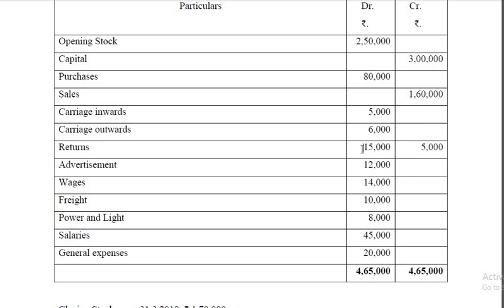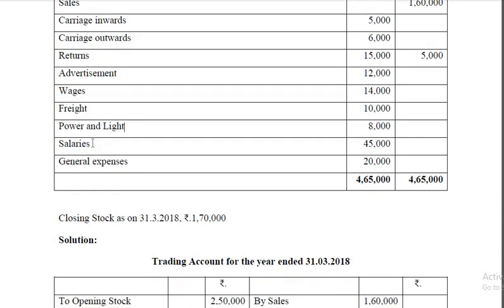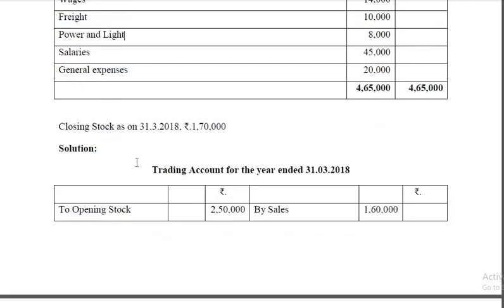Similarly, on the debit side, purchases minus purchase returns. See, purchase is a debit balance and purchase return is always a credit balance. And you calculate net purchases on the debit side of the trading account. I'll show it a little later. Advertisement, that is an item of profit and loss account. Wages comes to the trading account. Freight account also comes to the trading account. Power and light also come to the trading account. Salaries and general expenses, these are the items of profit and loss account.